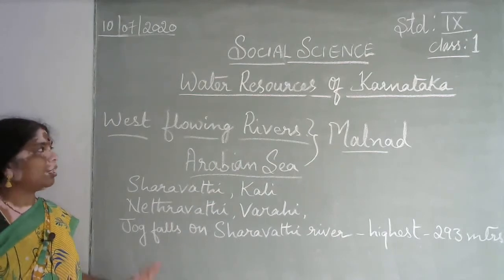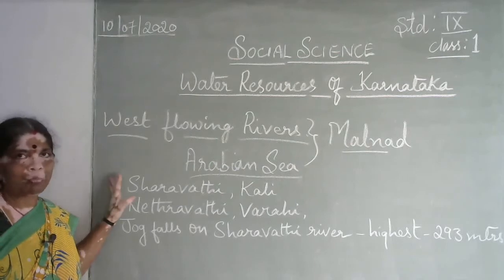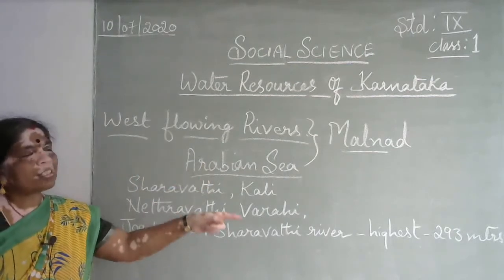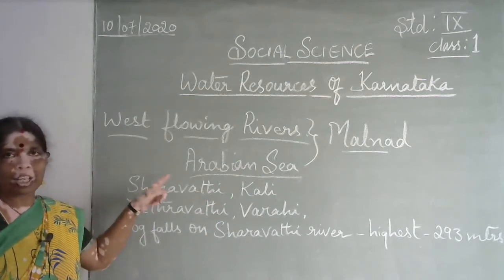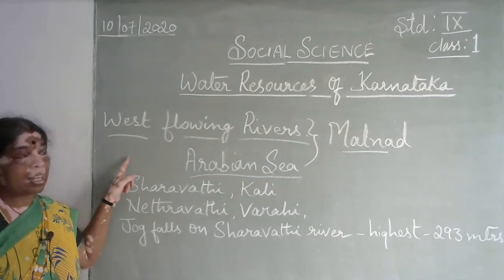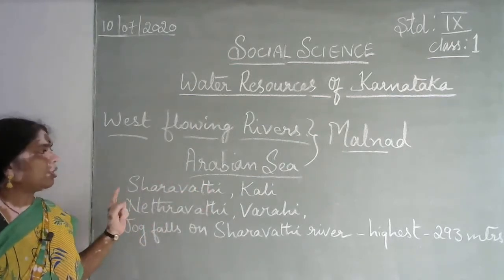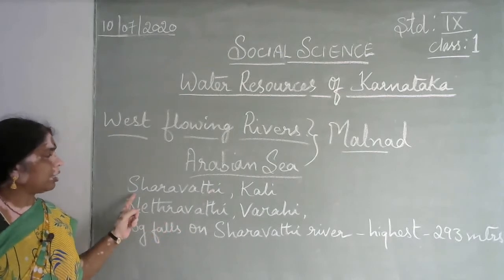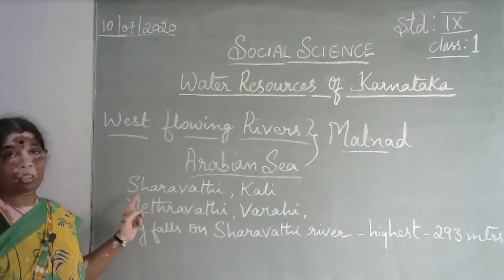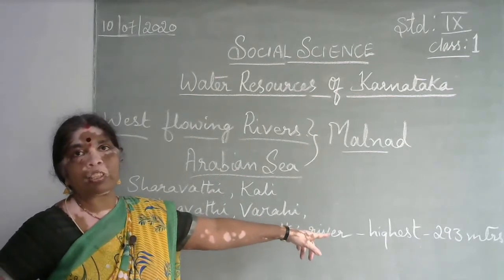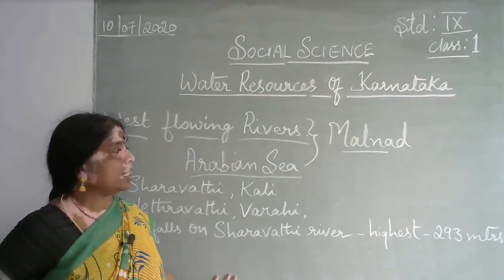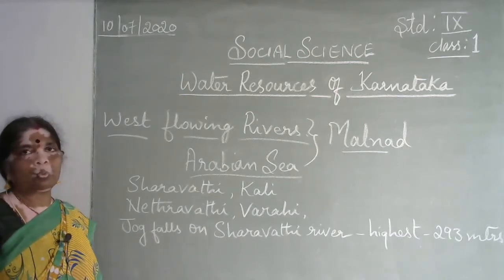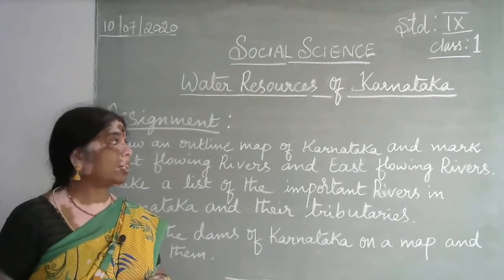I think you all understood very well. East flowing rivers join the Bay of Bengal through Karnataka. West flowing rivers originate in Malnad, flow through Karnataka towards the west and then join the Arabian Sea. A few west flowing rivers are Sharavati, Kali, Netravati and Varahi. In Sharavati River, the world famous Jog Falls has been created, the highest in the world, with a height of about 293 meters. So these are the west and east flowing rivers. Thank you, children.